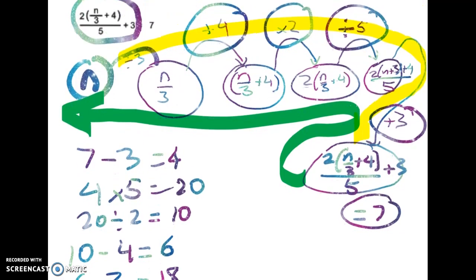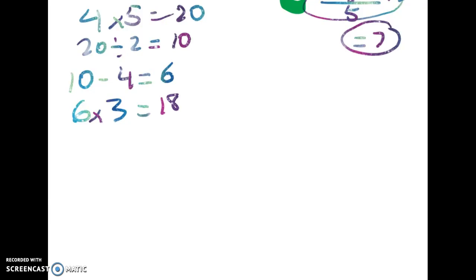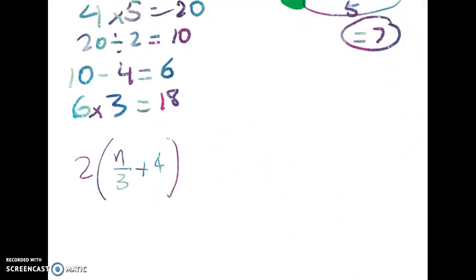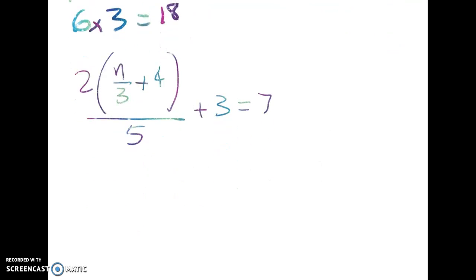Right, so now let's write out the algebra and see what we're going to do with it. We just have to remember the equation. Right, so it's 2 times n over 3 plus 4, divided by 5, plus 3 is equal to 7. I'm sure one of you is going to leave me a comment if I've got that wrong anyway. So let's undo algebraically. First, we're going to deal with the plus 3. So we've got 2 times n over 3 plus 4, divided by 5, is equal to 4.